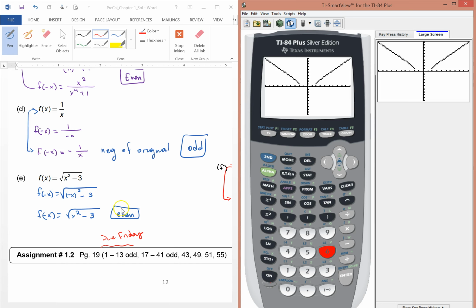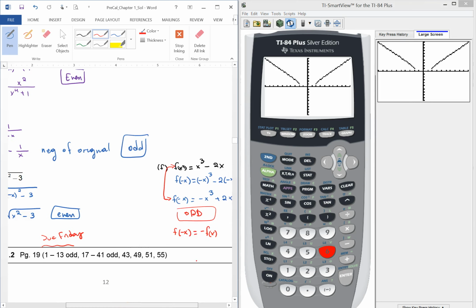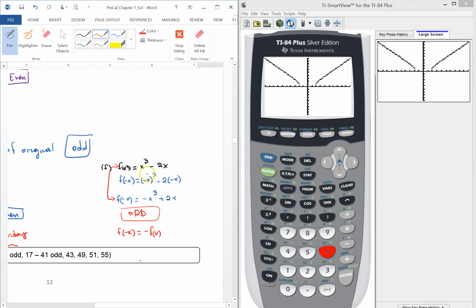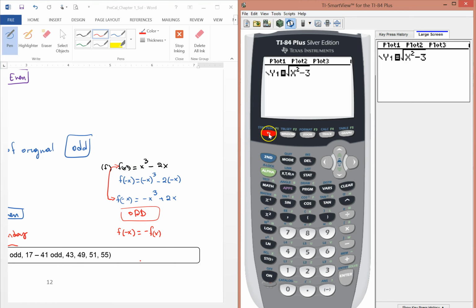Okay, now we said that this was an even function. Even functions look just like this. In an even function, both ends of the graph are either up going to positive infinity or down going to negative infinity. So even functions are also symmetric with respect to what? The y-axis. Okay? Right, so let's graph an odd function, x cubed minus 2x. Let's graph this one.